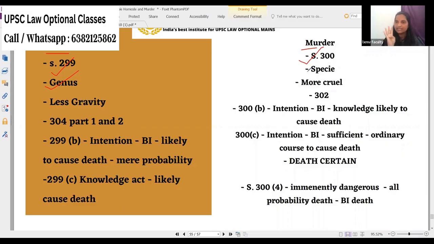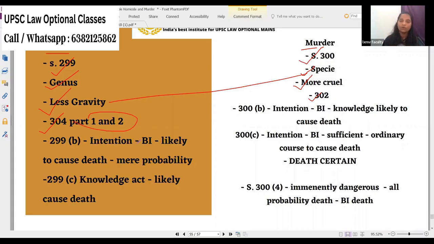If the culpable homicide satisfies them, then it falls under murder. So murder is a species of culpable homicide. Culpable homicide is of lesser gravity when compared with murder. Murder is more cruel. That's why culpable homicide has a lesser punishment under section 304, part 1 and 2, and for murder the death penalty could be given under 302. Then we are differentiating clause-wise.